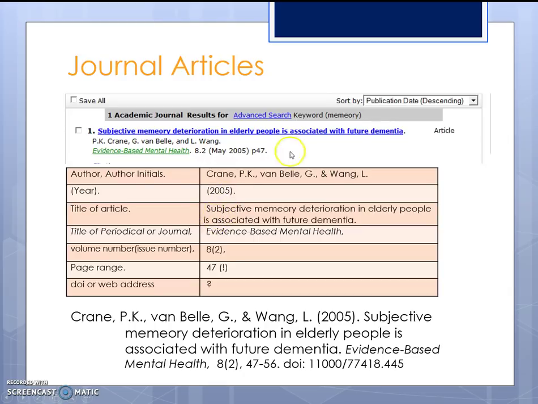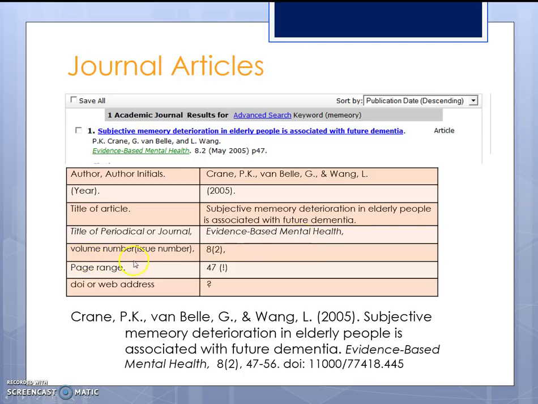The title of my article is right here, and you'll notice once again I'm following the APA rules for capitalization. Then I have the title of the periodical or journal. Now you'll notice that this is all capitalized. That is because this is the name, the proper name, just like my name is Claire A. Miller. This journal's name is Evidence-Based Mental Health. You'll notice it's italicized and it's all capitalized.